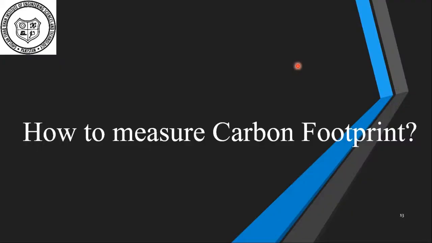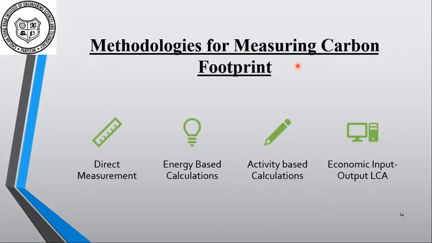So exactly the next part comes: how do you measure the carbon footprint? There are 4 key methodologies for measuring the carbon footprint. The first one is direct measurement. The second one is energy-based calculations. Then we have activity-based calculations. And finally, we have economic input-output life cycle assessment. So for now, for your assignment, we'll be more concerned with the energy and activity-based calculations. And I'll tell you in the upcoming lecture how you need to perform your calculations to make sure that you calculate whatever is right.